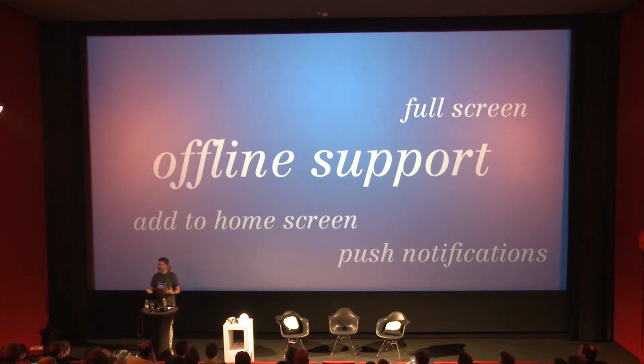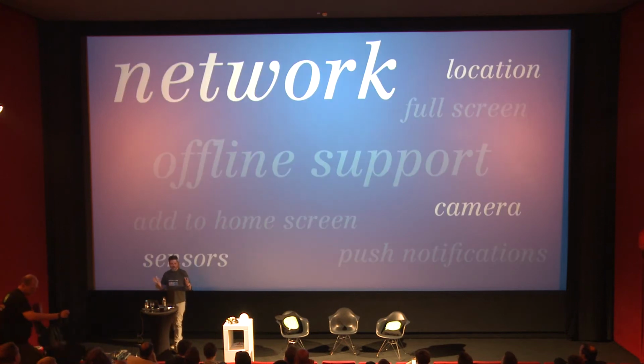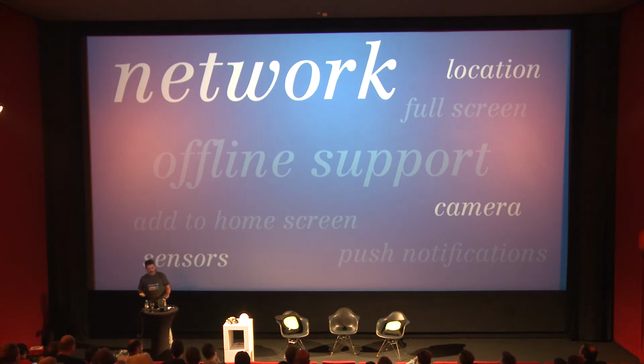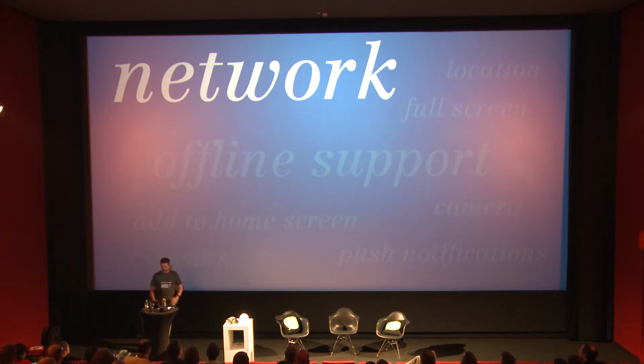There are ways to get more information about the world around you. One big way is the network, of course. There's location APIs, sensors, you can use the camera, but mostly network.